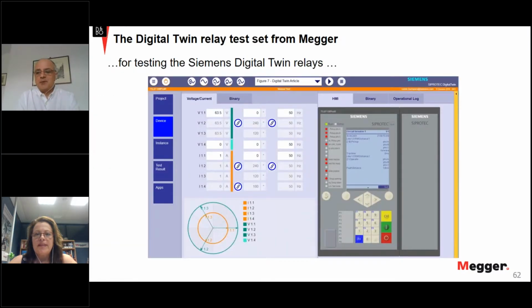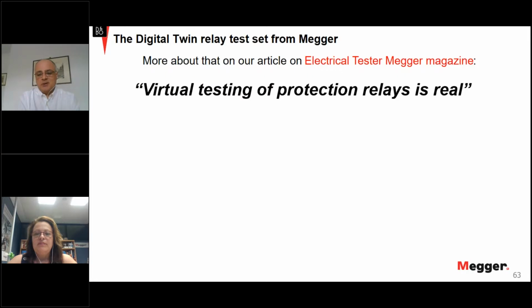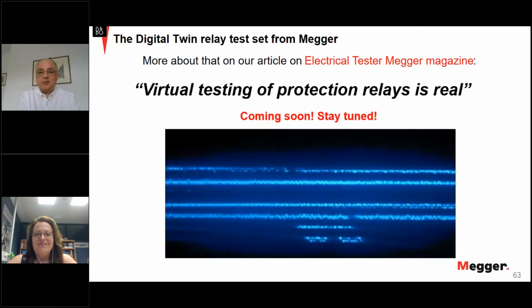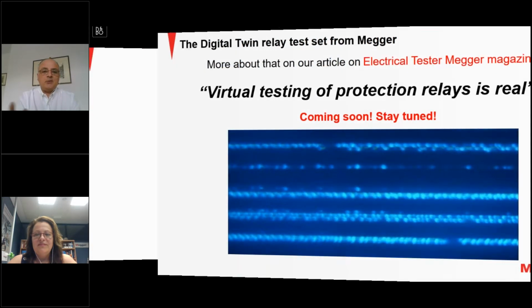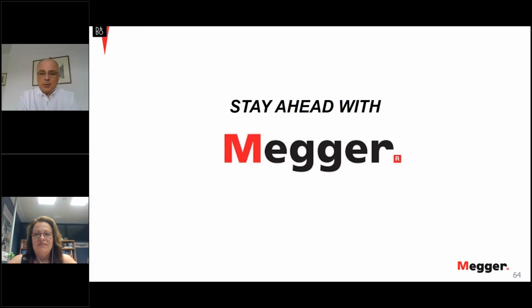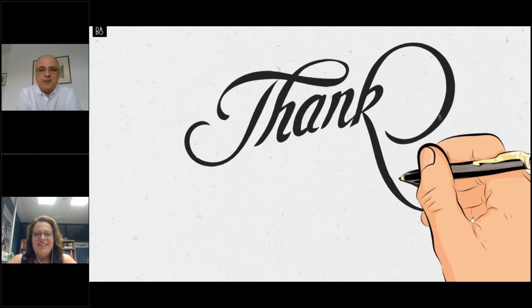Here you see how it works. This is actually the last slide. So this is how the digital twin in Siemens works when connected to our digital twin imager. As I said, we have our electrical tester magazine, where we have a new article. It's coming. More than that, I will not say, but stay tuned, and you will have new information about that. So actually, I'm ready. I hope I managed to give you an overview of what we are doing in this international group, and I'm ready for your questions. And thank you, Silvia, for jumping in.